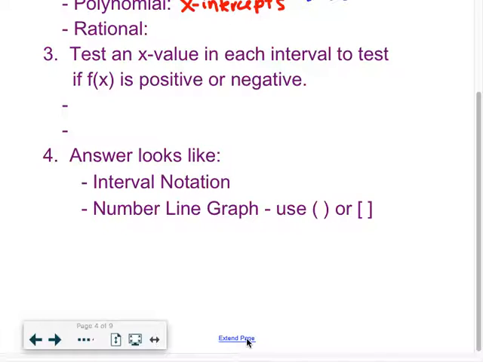Your answer is going to have two parts. One is going to be the interval notation, and you'll think about parentheses or brackets. Does it equal 0 or not equal 0? That type of stuff. The other part is a number line graph. Instead of using open circles and closed circles, I just draw the parenthesis and the bracket. You'll see my example. That way you don't have to do too much extra thinking on drawing the number line. You just put in your interval notation.